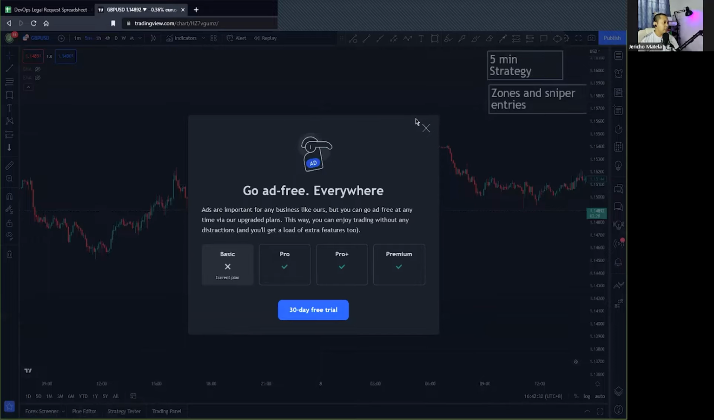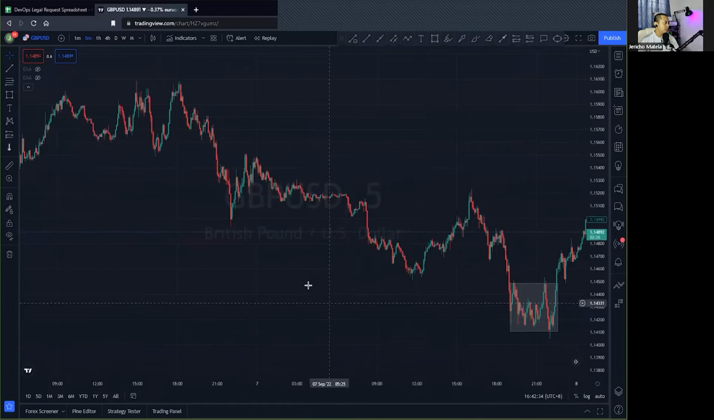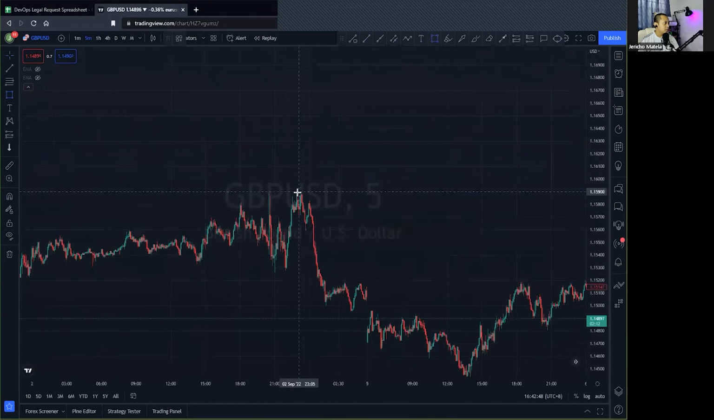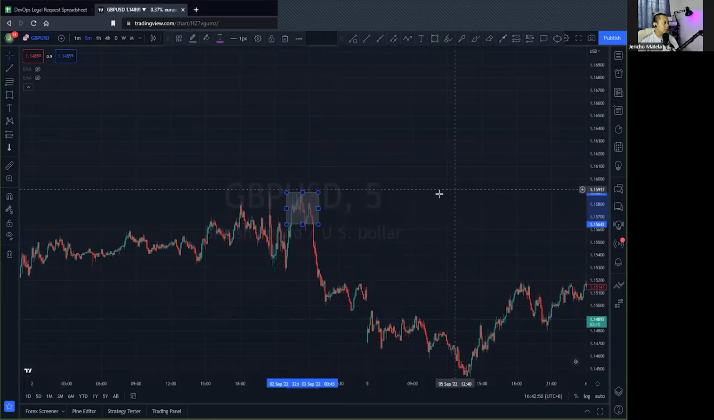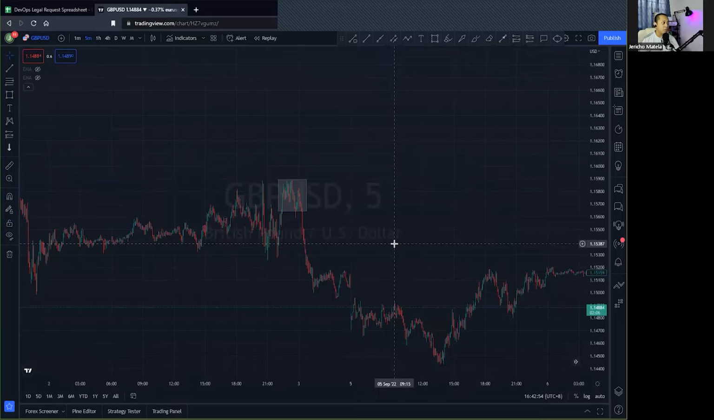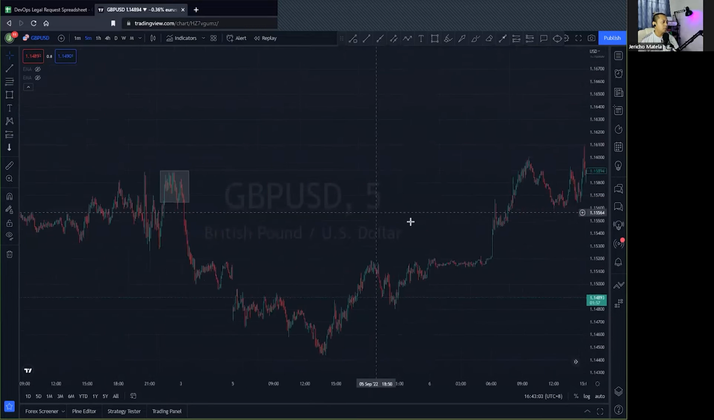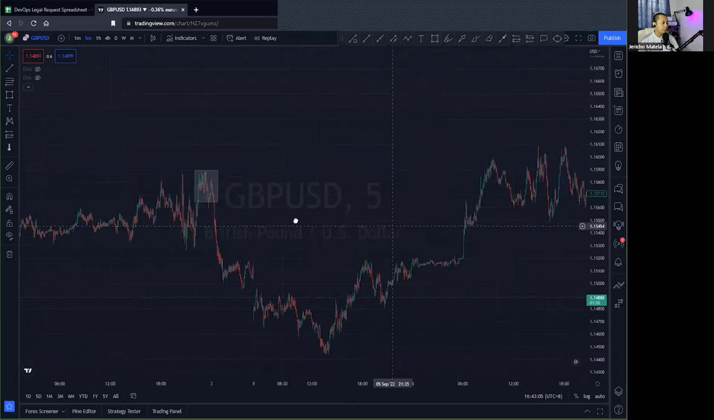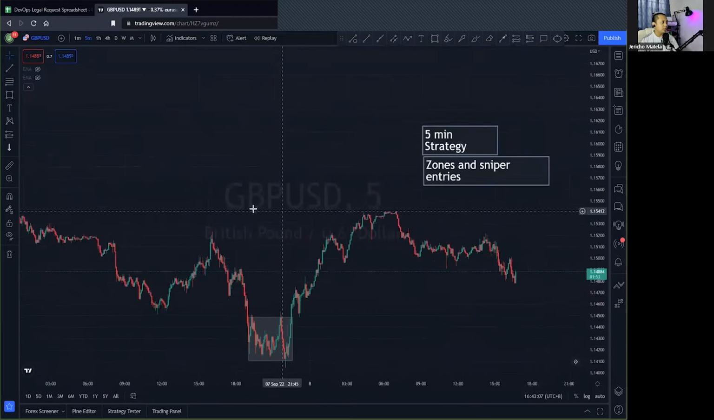Ang kabaliktaran niyan would be supply zone. Let me just look for an example here. So here we have a consolidation where the price moved lower afterwards. And we consider that as a supply zone because we are going to assume that there are more sellers in that area compared to buyers pushing the price to a lower price level. Okay? Ano naman yung sniper entries?